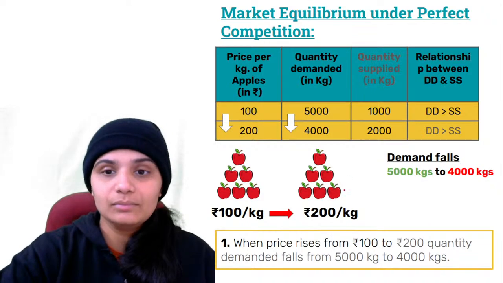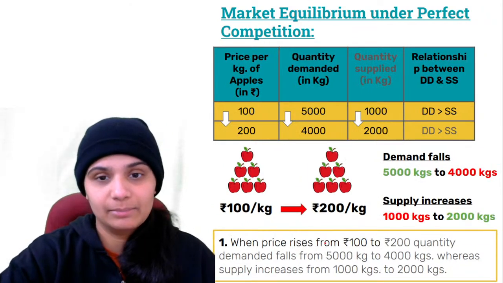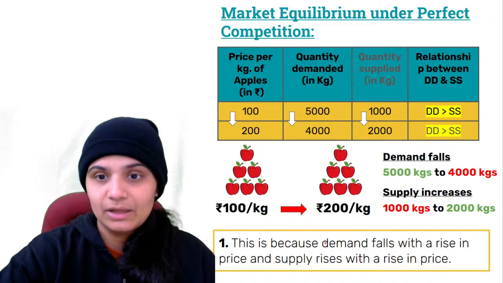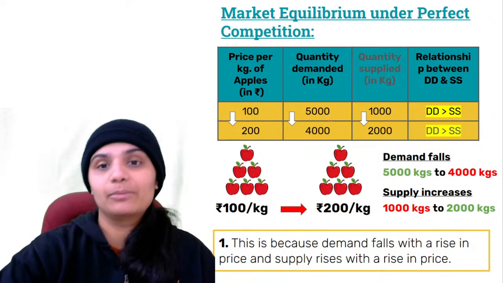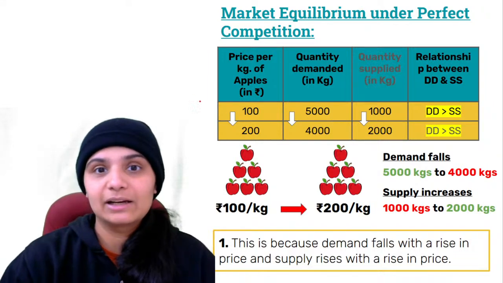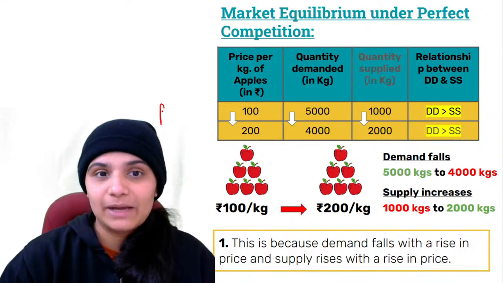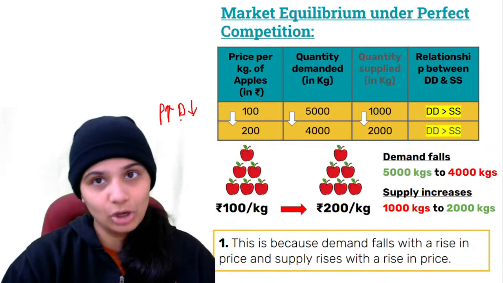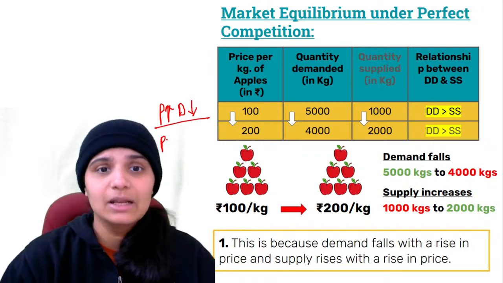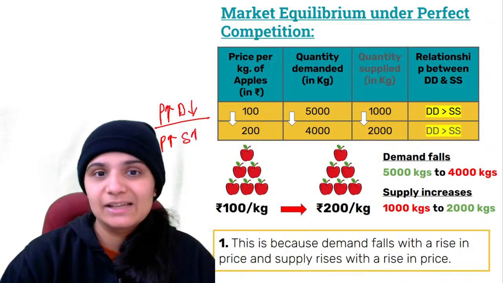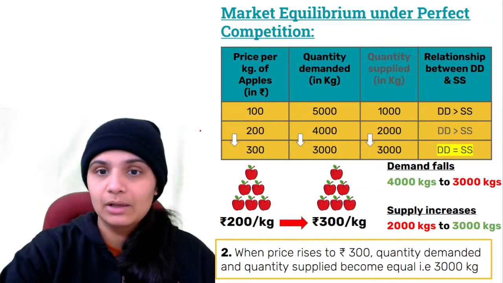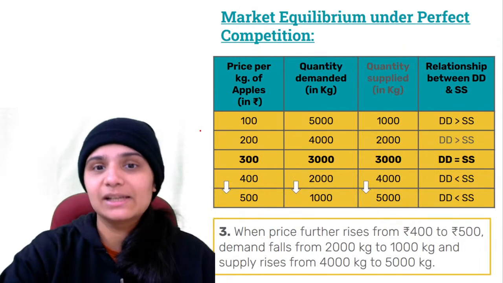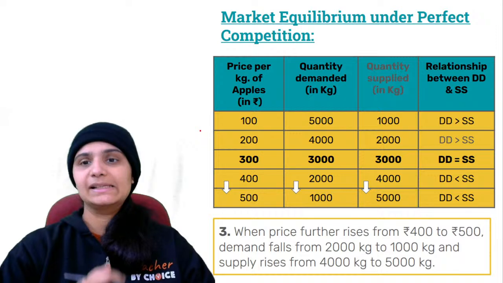Now, let's see. Our demand falls, but supply increases. This is because it is the basic thing: what is the price? If price is increasing, the demand is decreasing, and the normal law of supply is applicable. If price is increasing, supply is also increasing. Right? Now, let us just analyze this diagram.